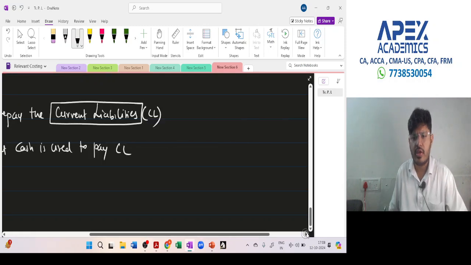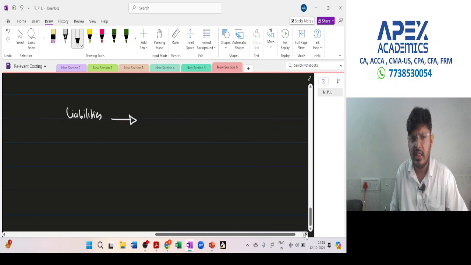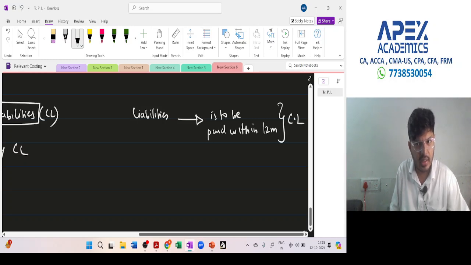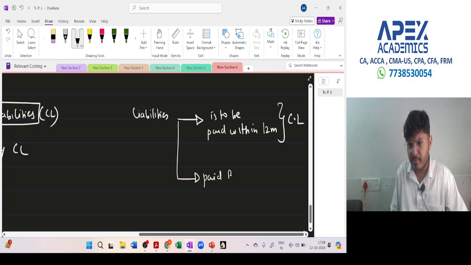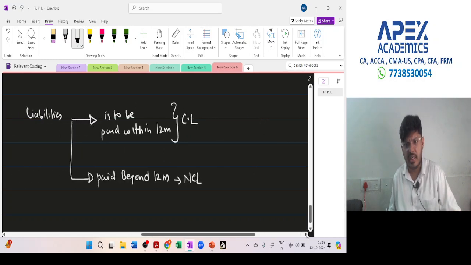Please focus on the statement. My dear friends, liability means anything that is payable by you and deliverable by you. If the liability is to be paid within 12 months, it is a current liability. But if the liability is to be paid beyond 12 months, it becomes a non-current liability. Sir, let us understand this concept a little more deeply.